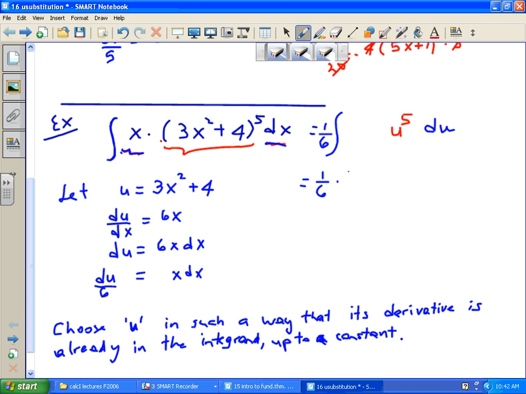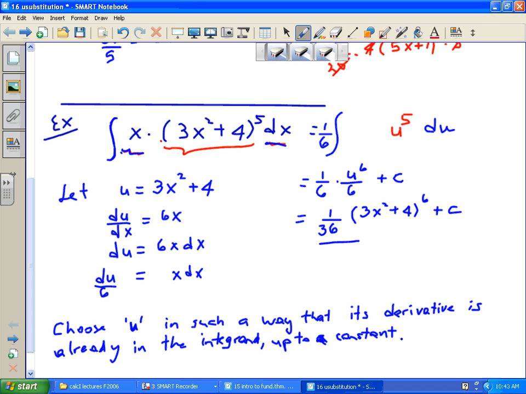U to the 6 over 6, right? So plus c, of course. So now we have u to the 6 over 36. And remember the last step. What should I be doing here? I don't want to leave the answer in terms of u. So put back what u is in terms of x. In this case, it is 3x squared plus 4 to the power of 6.